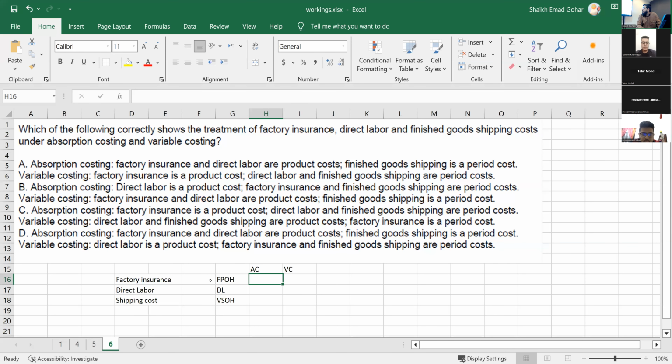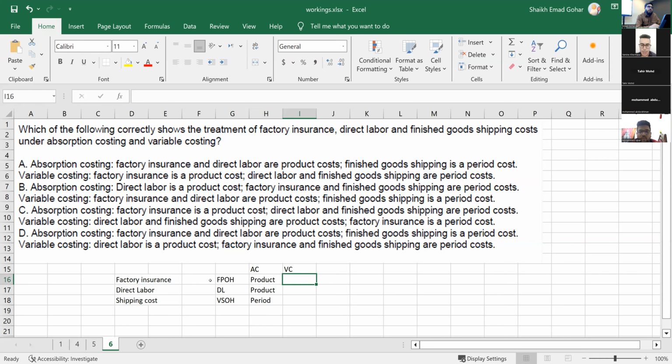So in absorption costing, what happens with the fixed production overhead? It is a product cost, right? What about labor? It is also product cost. What about the third one? Selling. Period cost. Right or not, everyone?